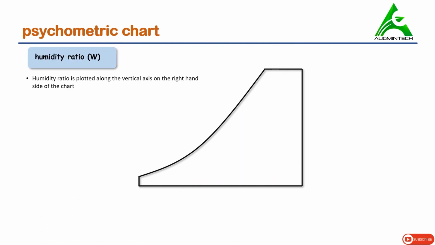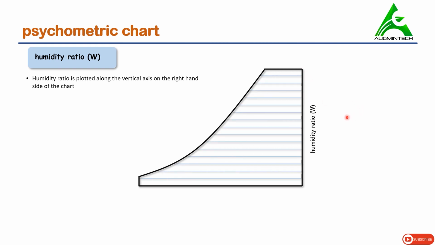Next is humidity ratio. Humidity ratio is plotted along the vertical axis on the right hand side of the chart. So here you can see this is the line of humidity ratio. On moving from bottom to top, the value of humidity ratio increases. So these are the lines showing the humidity ratio. The scale is uniform with horizontal lines parallel. So these lines are exactly parallel and equally spaced.